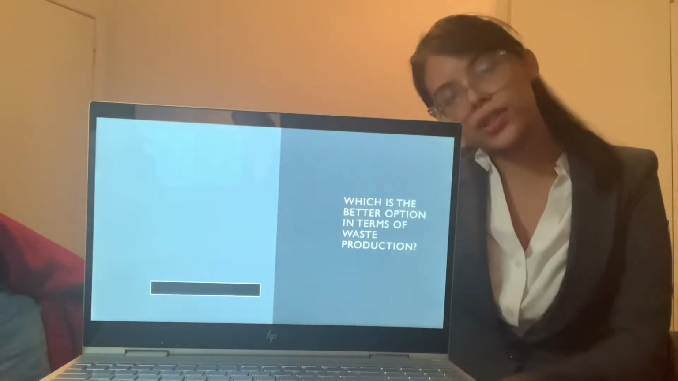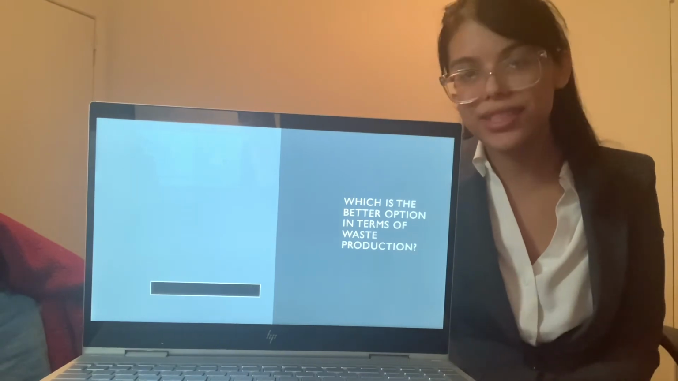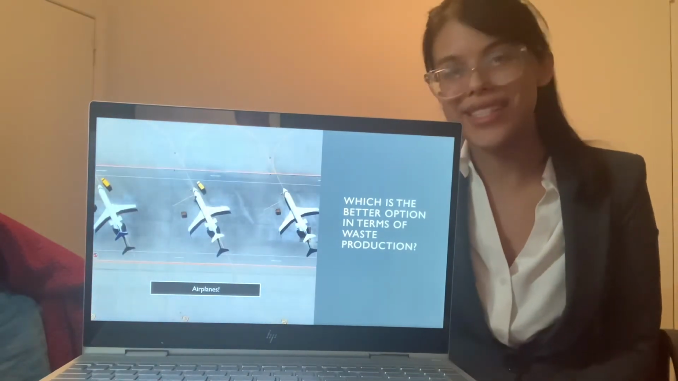So which is the better option in terms of waste production? Well, the answer is clear. It's airlines.